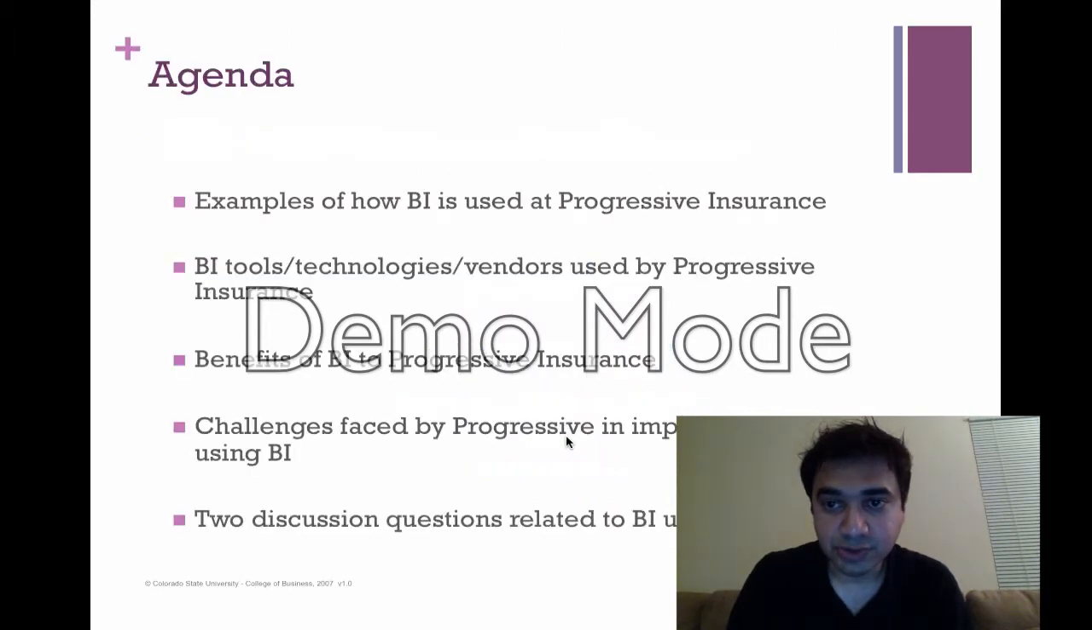So what I'll do today is give a 15-minute presentation on how business intelligence is used at Progressive Insurance. What are the BI tools, technologies, and vendors used by Progressive Insurance as a part of their BI solution? How has Progressive Insurance benefited from using business intelligence as a part of their business model? We'll also take a look at some of the challenges faced by Progressive in implementing and using BI. And at the end, I'll wrap up with two discussion questions related to BI use at Progressive.